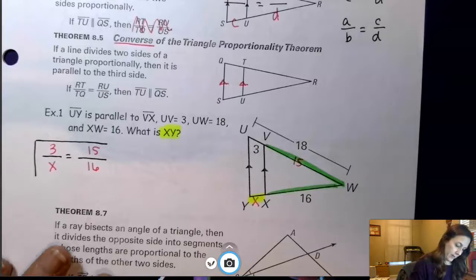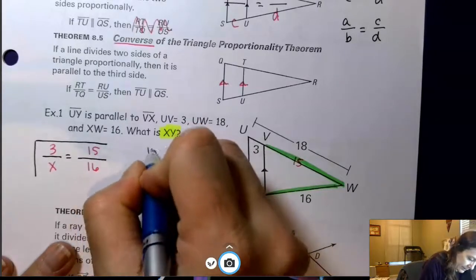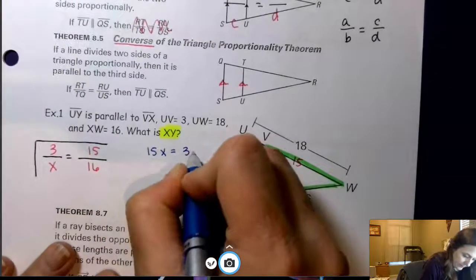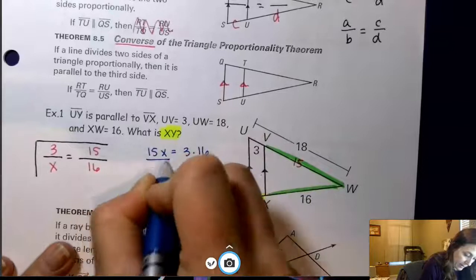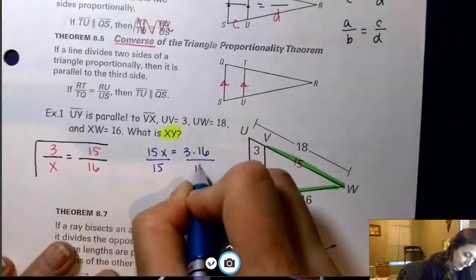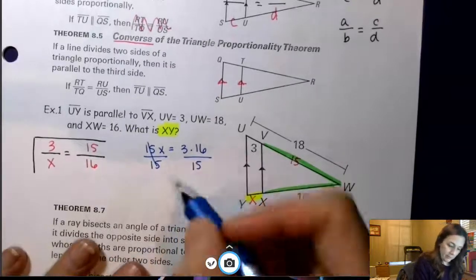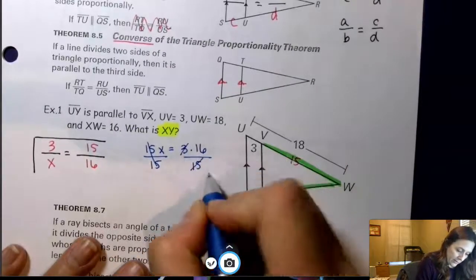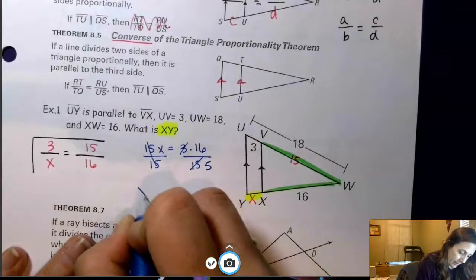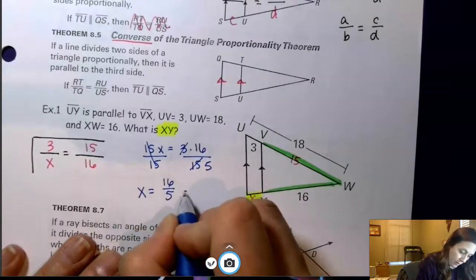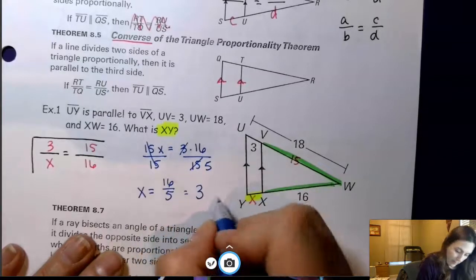I'm going to cross multiply and divide. I end up with 15x equals 3 times 16, sorry. Divide both sides by 15. Notice that I didn't multiply them together because I knew I was going to be able to simplify here. 3 divides 15 5 times. I end up with x equals 16 divided by 5, or you could also write 3 1/5.